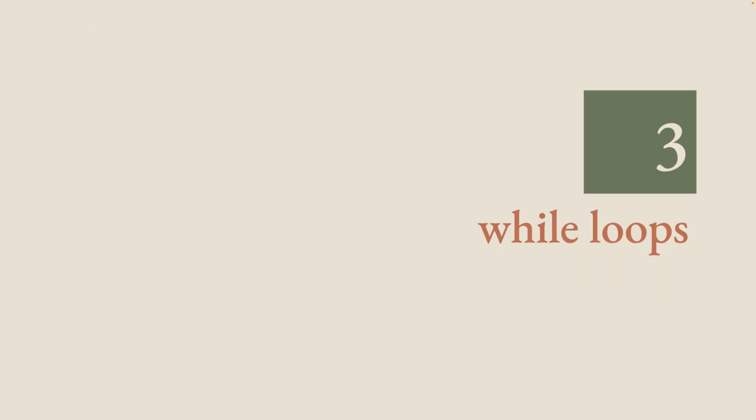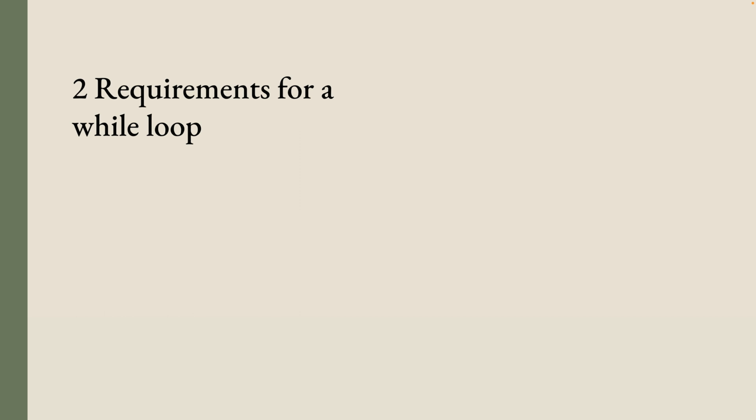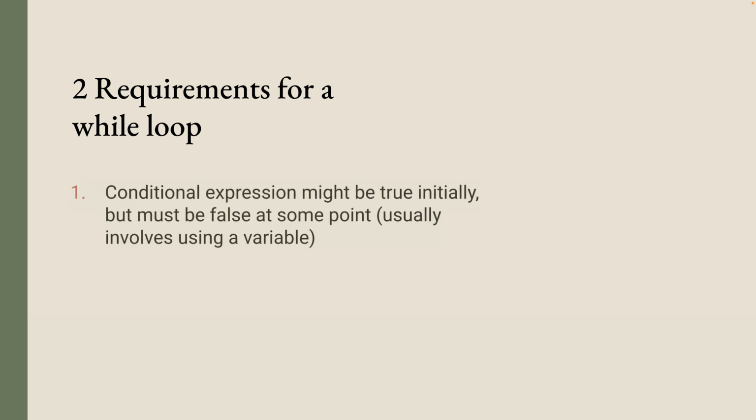Okay. So final topic, while loops. What are the two requirements for a while loop? Yep. Needs to be true at first. Okay. True at first and then? The variable needs to be able to change. Yeah, so the expression could be true initially, but must become false at some point. That way we don't run an infinite amount of times.